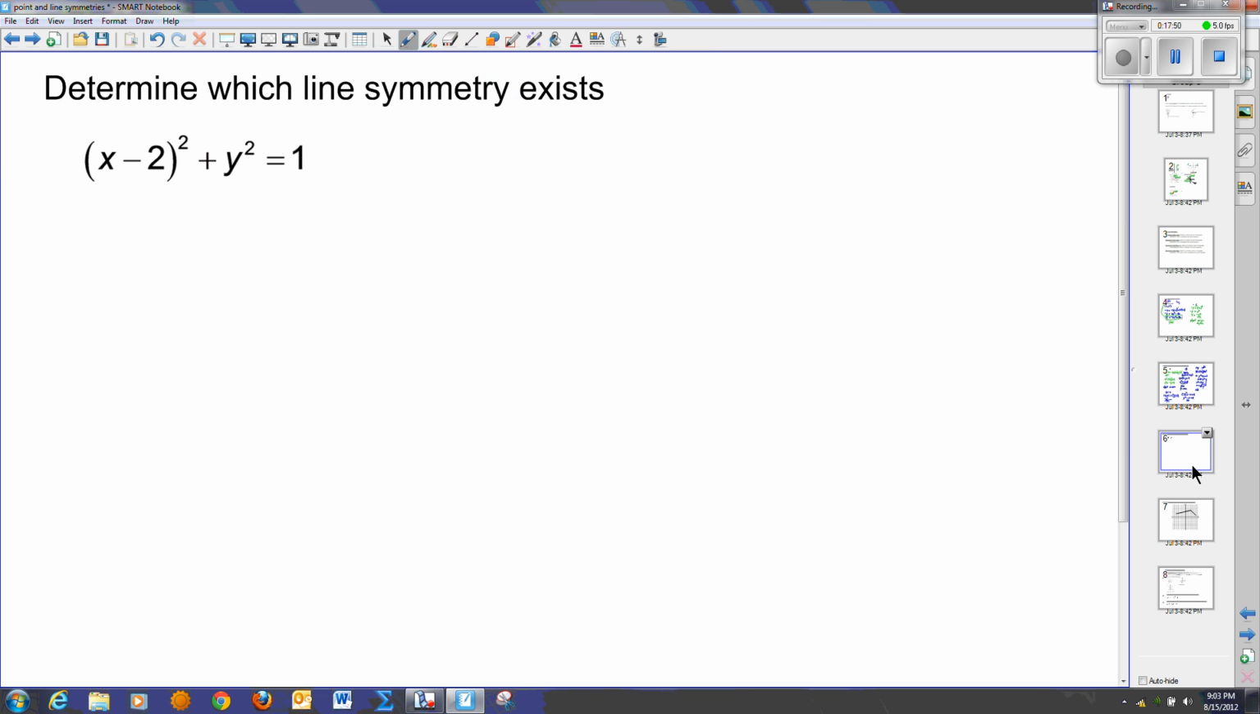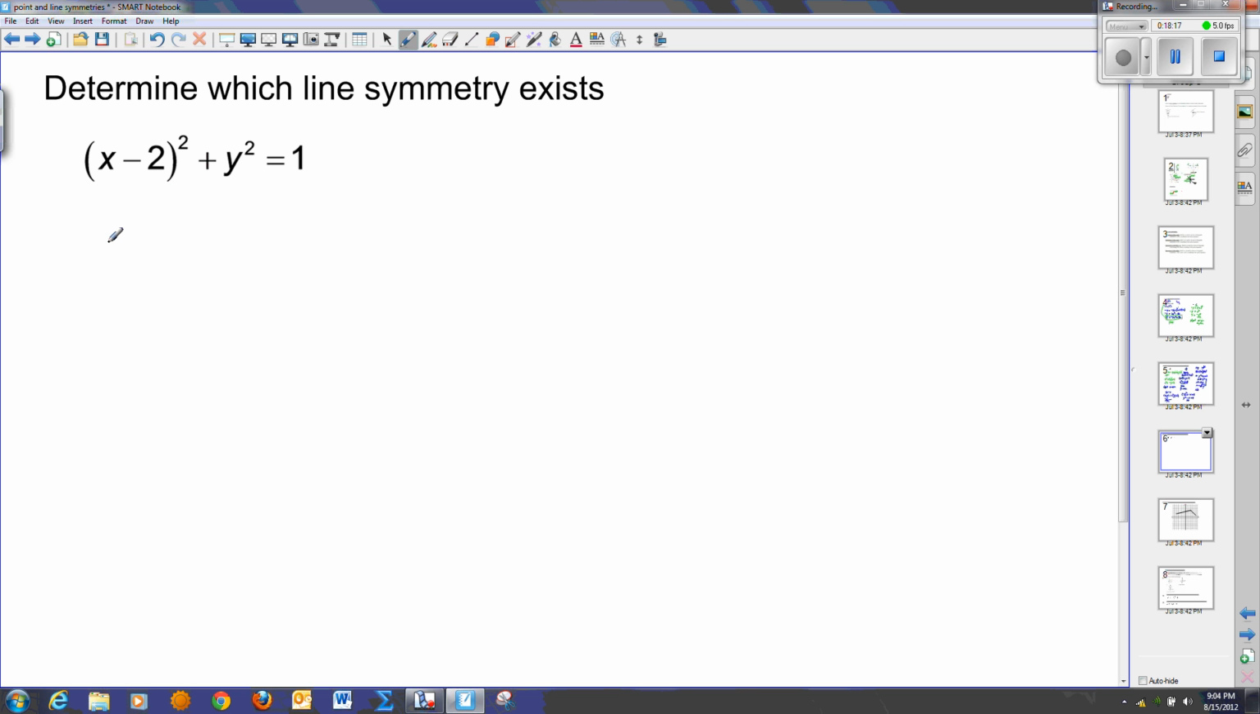So I can do one more example. Let's try another line symmetry in this case. And if you remember, which I'm not sure you do, from Algebra 2, this is the equation of a circle. And we know circles have lots of different symmetries about them. We just have to know if it's one of the lines that we have.